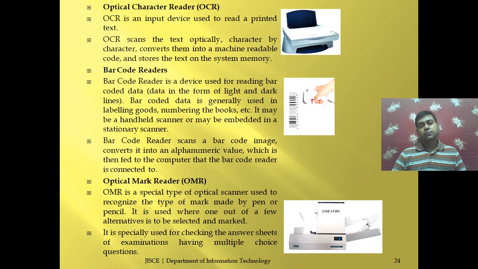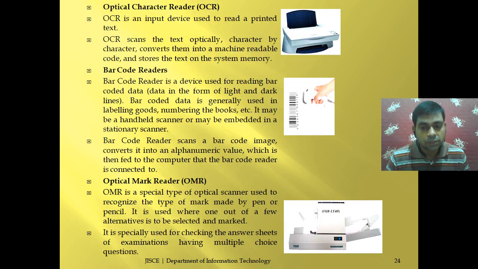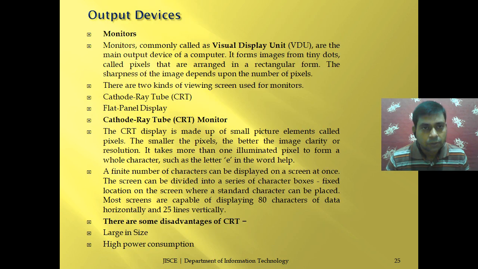Fine, OCR. Then comes the barcode reader, which is a device used for reading barcoded data. Then comes the optical mark reader. OMR is a special type of optical scanner used to recognize the mark made by pen or pencil in bubbles, whether it is filled or not filled. And basically those are being used in competitive exam evaluation.